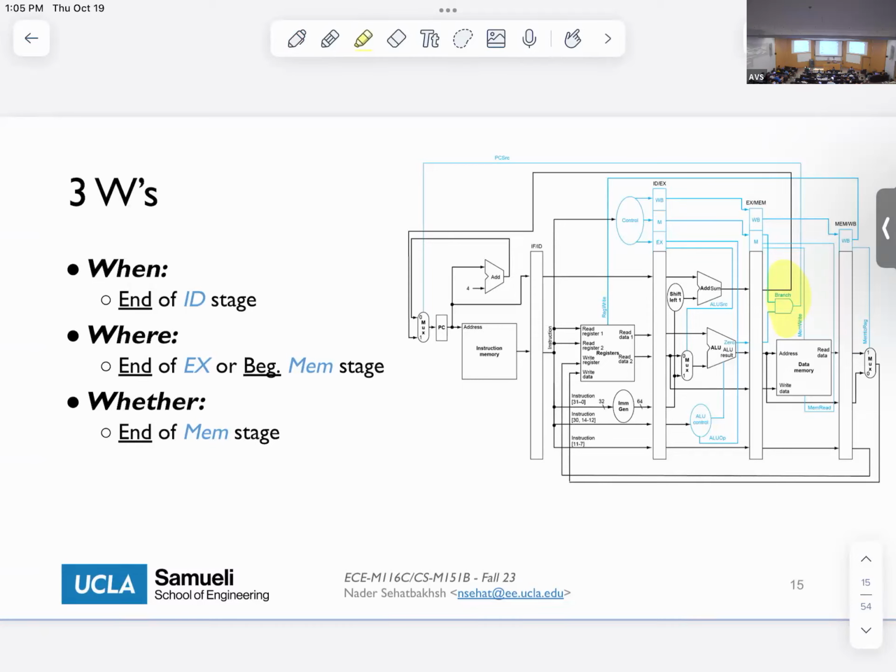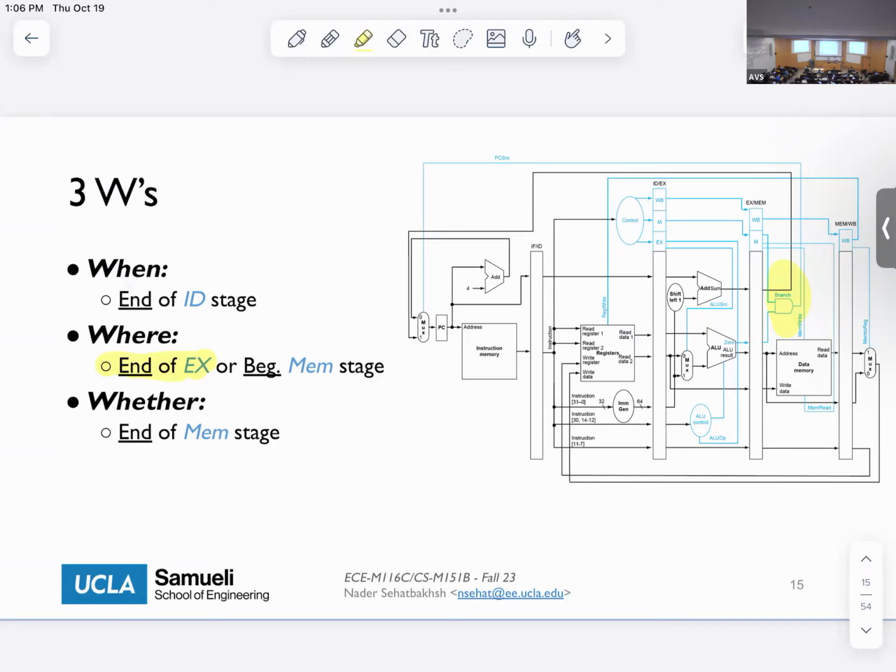Why is the where either the end of execution or the beginning of memory? Why is it or, and not just one of these? The question is why it's the end of this or the beginning of that. If I want it at the soonest, it is the end of the execution stage. But the end of the execution stage is equal, in terms of timeline, to the beginning of the next stage. With forwarding, we can always forward things from the end of one stage to the beginning of the next. So the end of one stage or the beginning of the immediate next stage is the same thing for us.